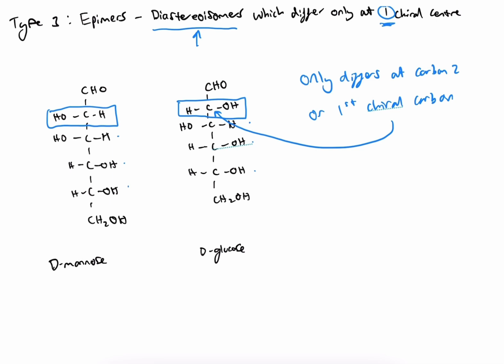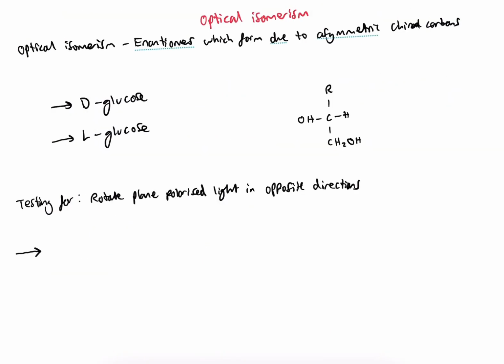Now for the best bit of the video that you all wanted to find out about, the optical isomerism, and we're going to make it as clear and simple as we can. So here we go with optical isomerism. The definition here is enantiomers which form due to asymmetric chiral carbons. We've seen chiral carbons before, remember: it's 4 different groups bonded to a chiral carbon.